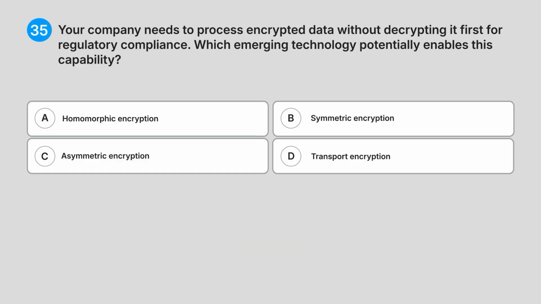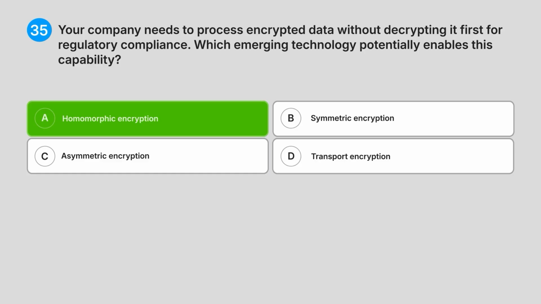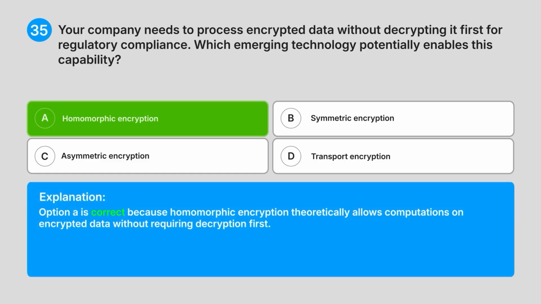Correct answer, A. Homomorphic encryption. Explanation. Option A is correct, because homomorphic encryption theoretically allows computations on encrypted data without requiring decryption first.